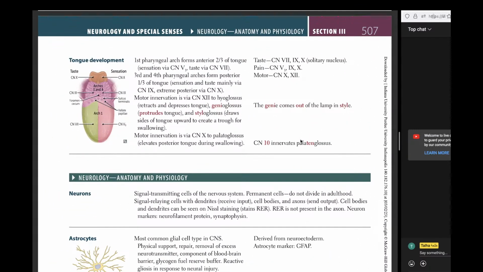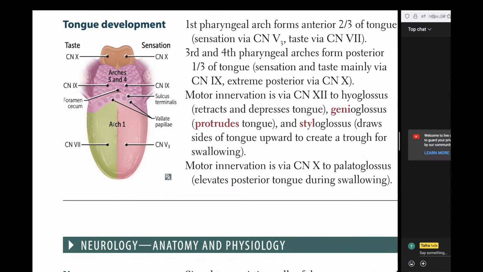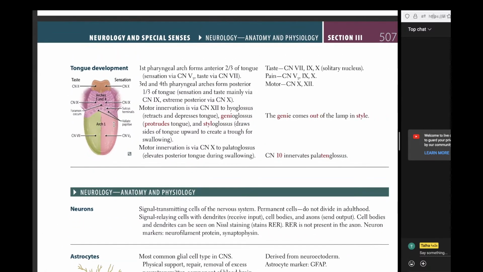Continuing on. Tongue development. I feel like this is a nice diagram showing taste and sensation and the cranial nerves. So the first pharyngeal arch forms the anterior 2/3 of the tongue, with sensation via cranial nerve V3 and taste via cranial nerve 7. Then the third and fourth pharyngeal arches form the posterior 1/3 of the tongue, and that's where you get sensation and taste mainly via cranial nerve 9, and the extreme posterior via cranial nerve 10.